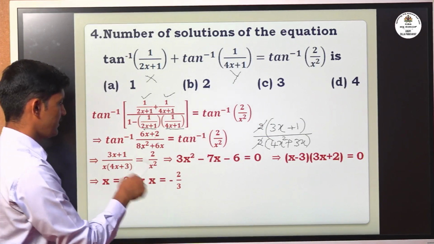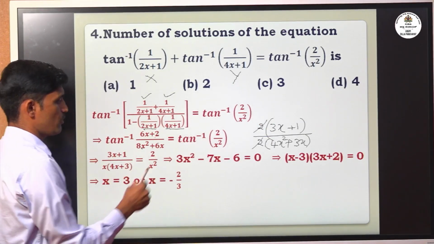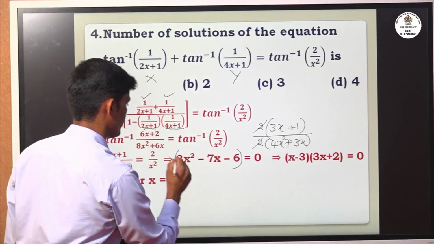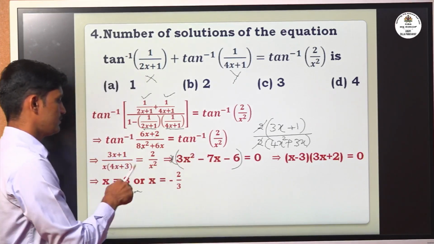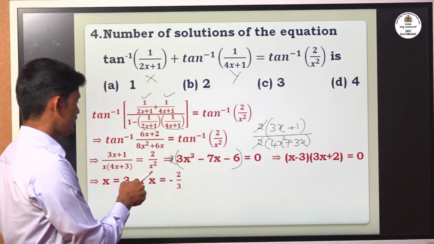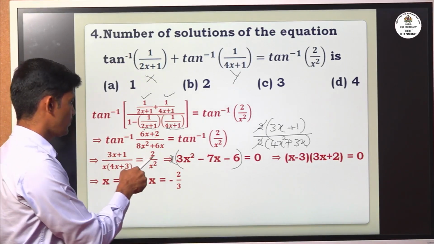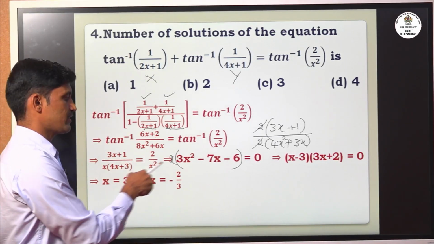Now, you can rearrange this where we will get x common. By rearranging this, this is x square into 3x plus 1 is equal to 2x into 4x plus 3, where x is common.